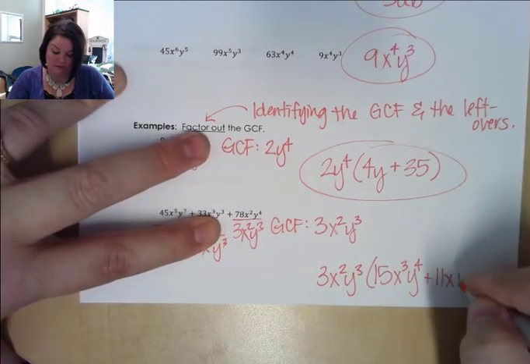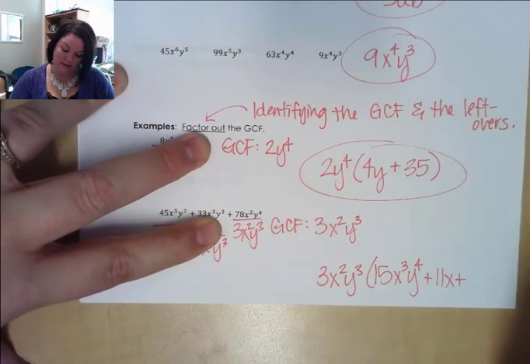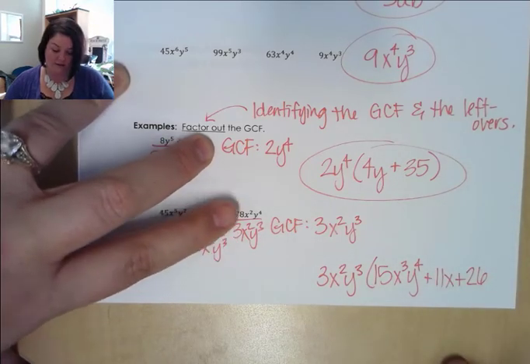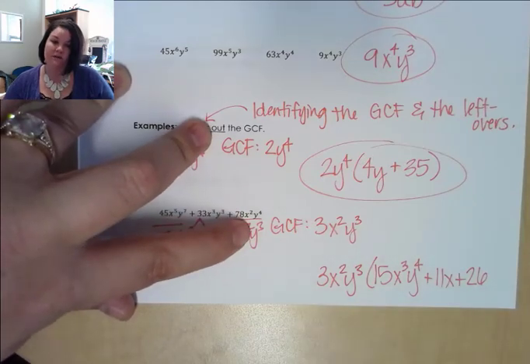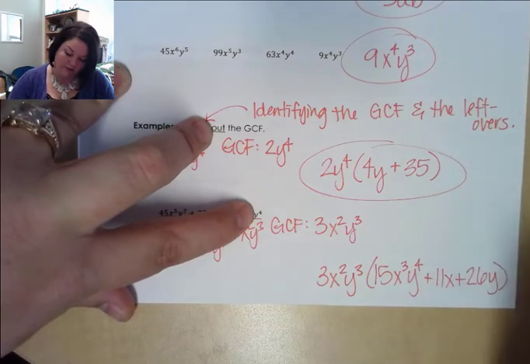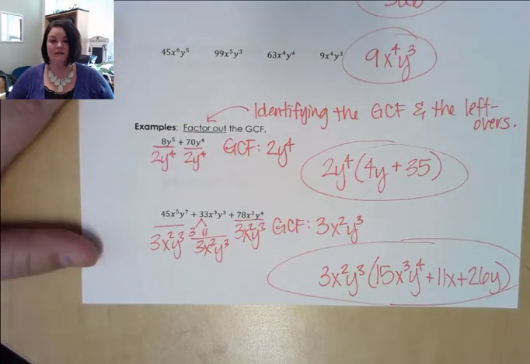My last term, when I take 78 and divide it by 3, that's going to give me 26. I'm taking out x squared, and notice I only had an x squared, so no more x's in that term. And I'm taking away 3 of the y's from the 4 I started with, which means I just have 1 y left over. Okay. So that's my final answer on that one.